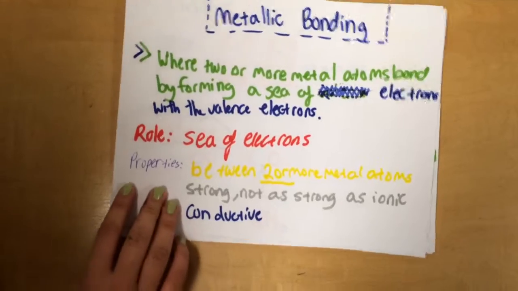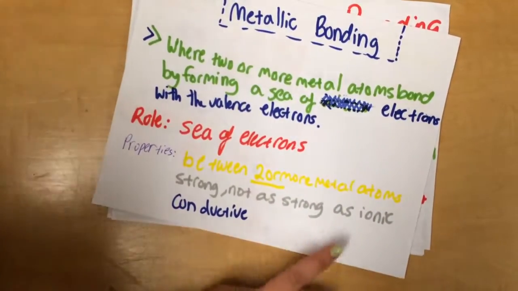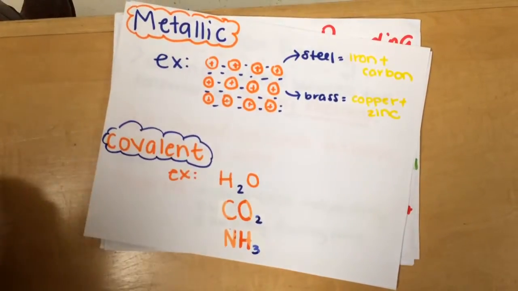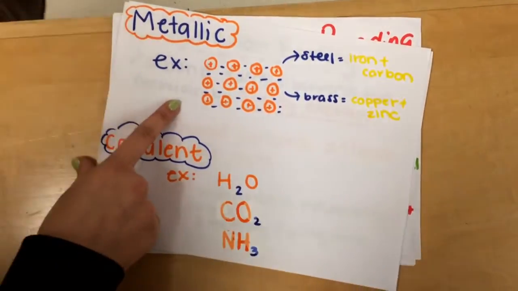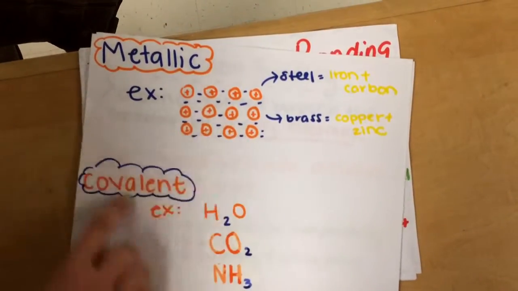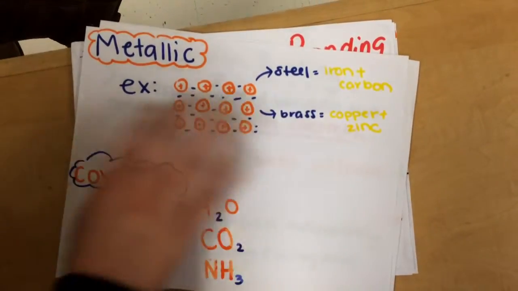Their properties are that they're between 2 or more metal atoms. They're strong, but not as strong as ionic, and they're very conductive. Here's an example of metallic. We're showing how it forms a sea of electrons, and you see how they all mix up together.